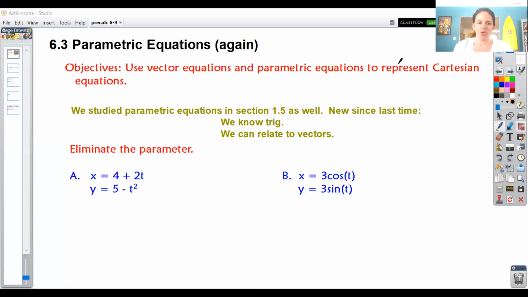Hey guys, welcome to lesson 6.3, Parametric Equations. So you might be asking, well, why are we doing parametric equations? We've already learned parametric equations. And you're right, you did in section 1.5, we already learned some parametric equations.